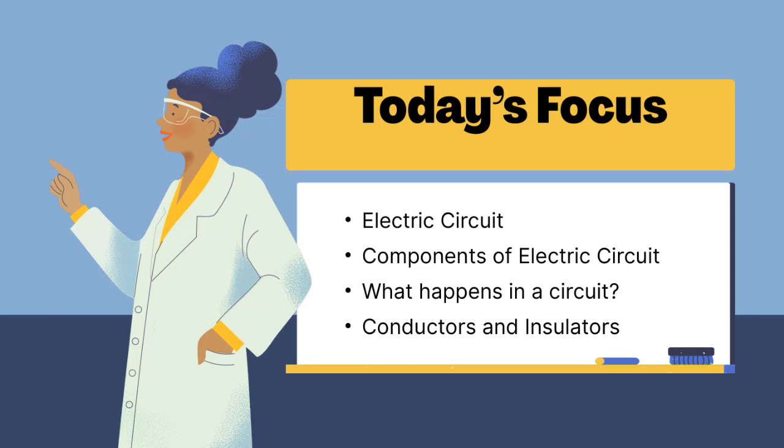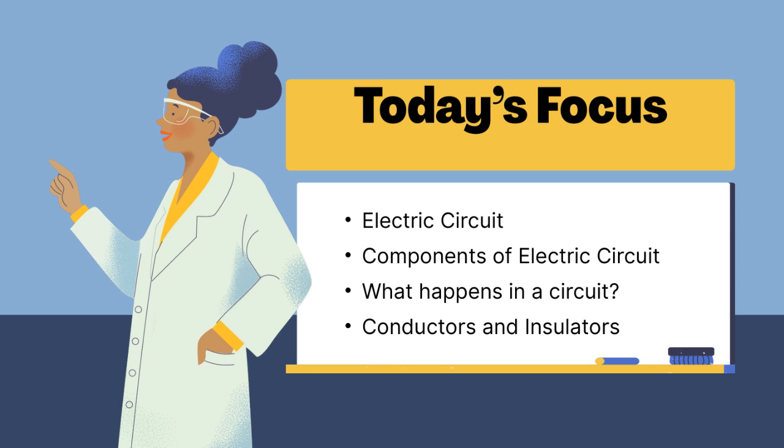Today, we're going to explore conductors and insulators, which are fundamental to understanding how electrical circuits work. You might wonder, what exactly happens in a circuit? Well, a circuit is a complete pathway that allows electric current to flow. This flow depends a lot on the components we use. So, we'll look at the key components that make up an electric circuit, like wires, batteries, switches, and loads. These components work together to control and direct the flow of electricity.